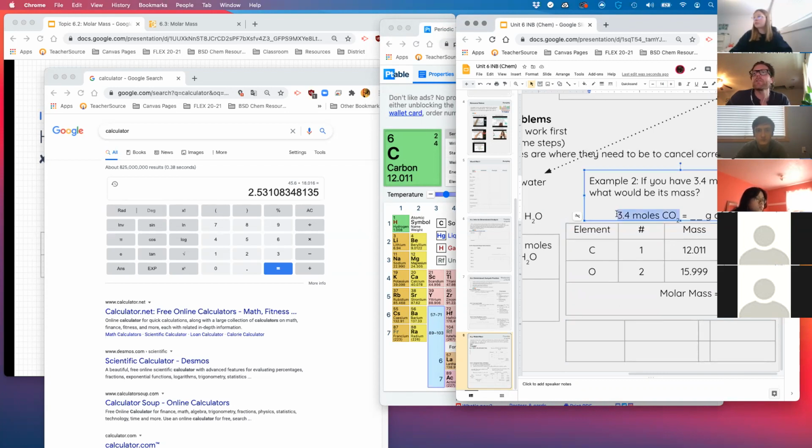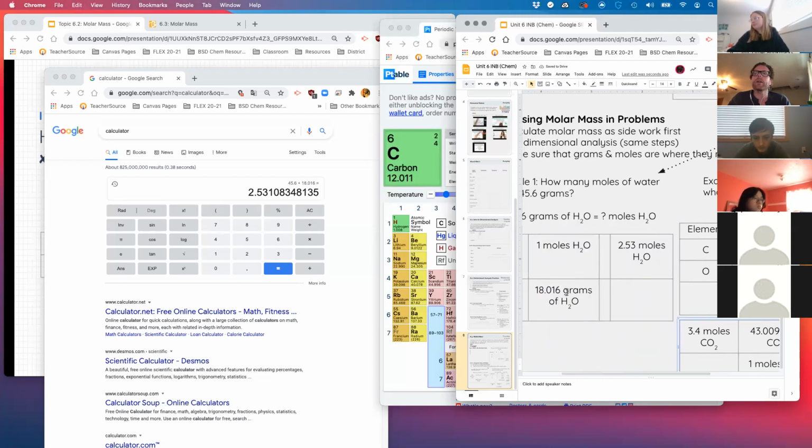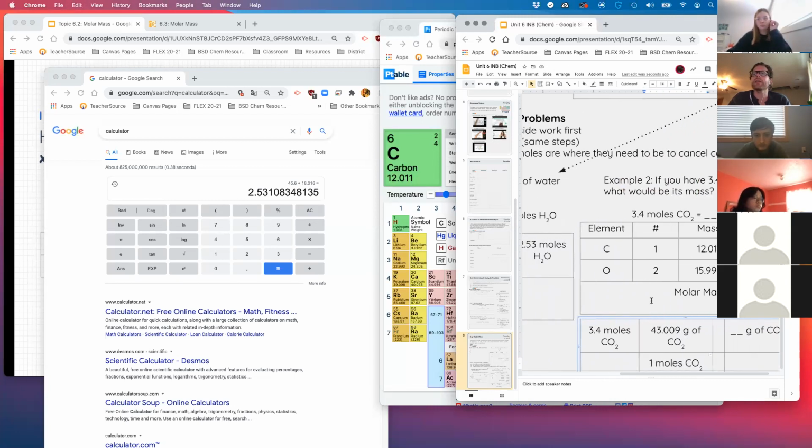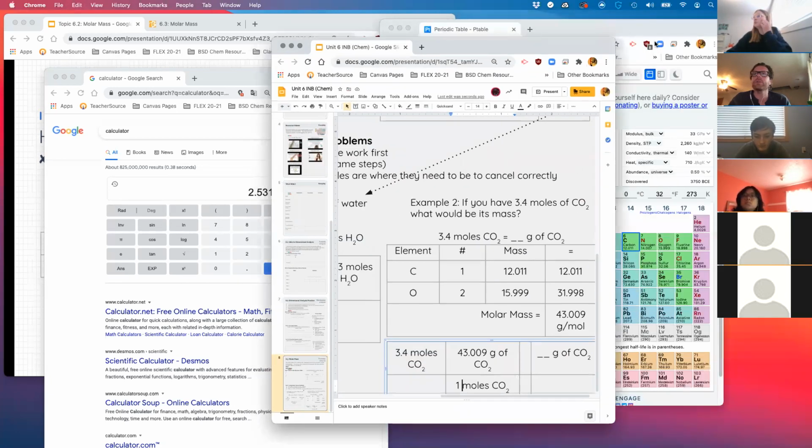Okay, so now we're ready to do the conversion. I start with 3.4 moles of CO2. I want to know how many grams of CO2 it is. So I need to do a conversion that has moles on the bottom and grams on top. And I just did my side hustle, and I found that it's 43.009 grams of CO2 for every 1 mole. Notice, grams are on top here while they're on the bottom here. So the only thing I need to do is multiply 3.4 times 43.009.